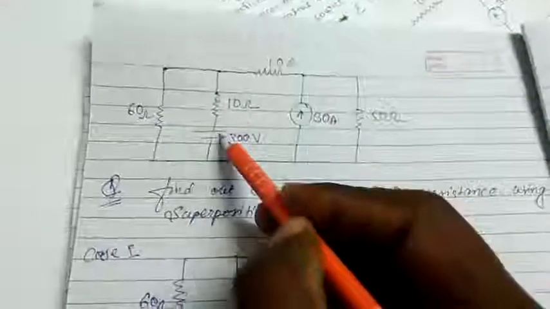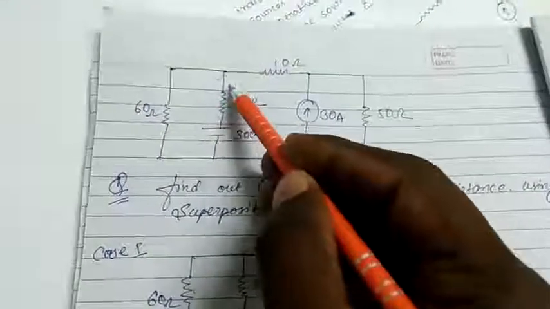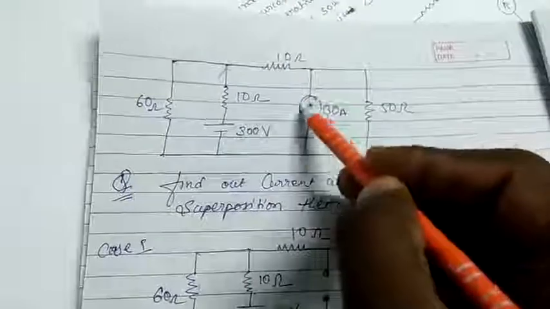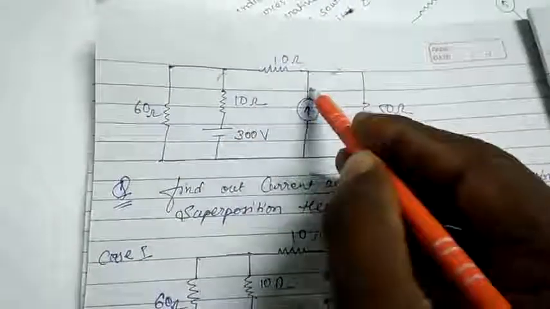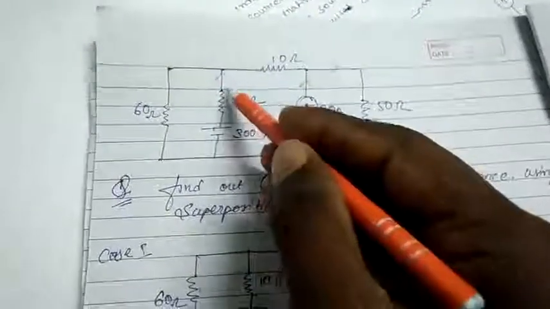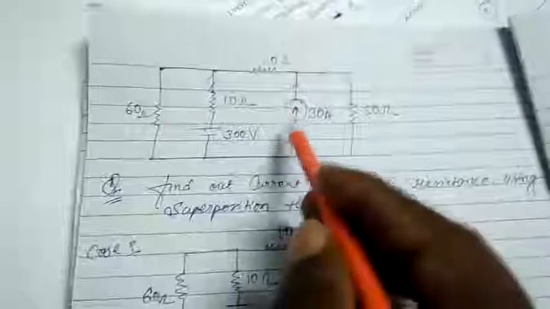One thing I would like to tell you is very important. See here, we have this direction of current, and through the current source also we have the current in this upward direction, and here also the same direction. Therefore we simply add up these values.